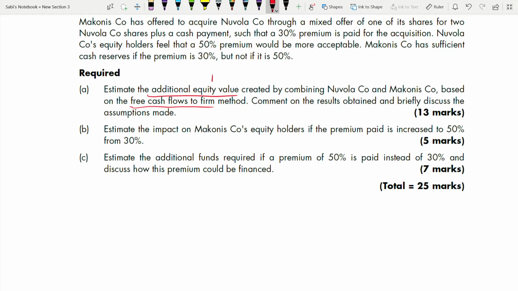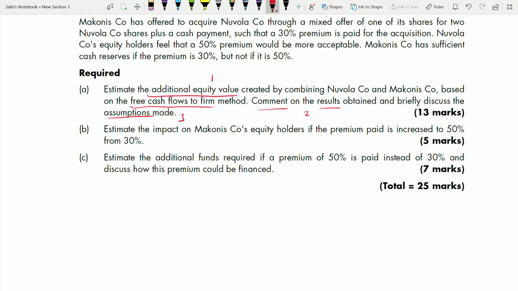Number two, comment on the results obtained and briefly discuss the assumptions made. So this is number two. Number three is assumptions. You have to discuss the assumptions. So there are three requirements in one single requirement. You have to divide this into three different sections to get the 13 marks. And you exactly have to know how you are going to divide these 13 marks into three separate requirements, because then only you will be able to know how much you have to write for each, how much you have to calculate.